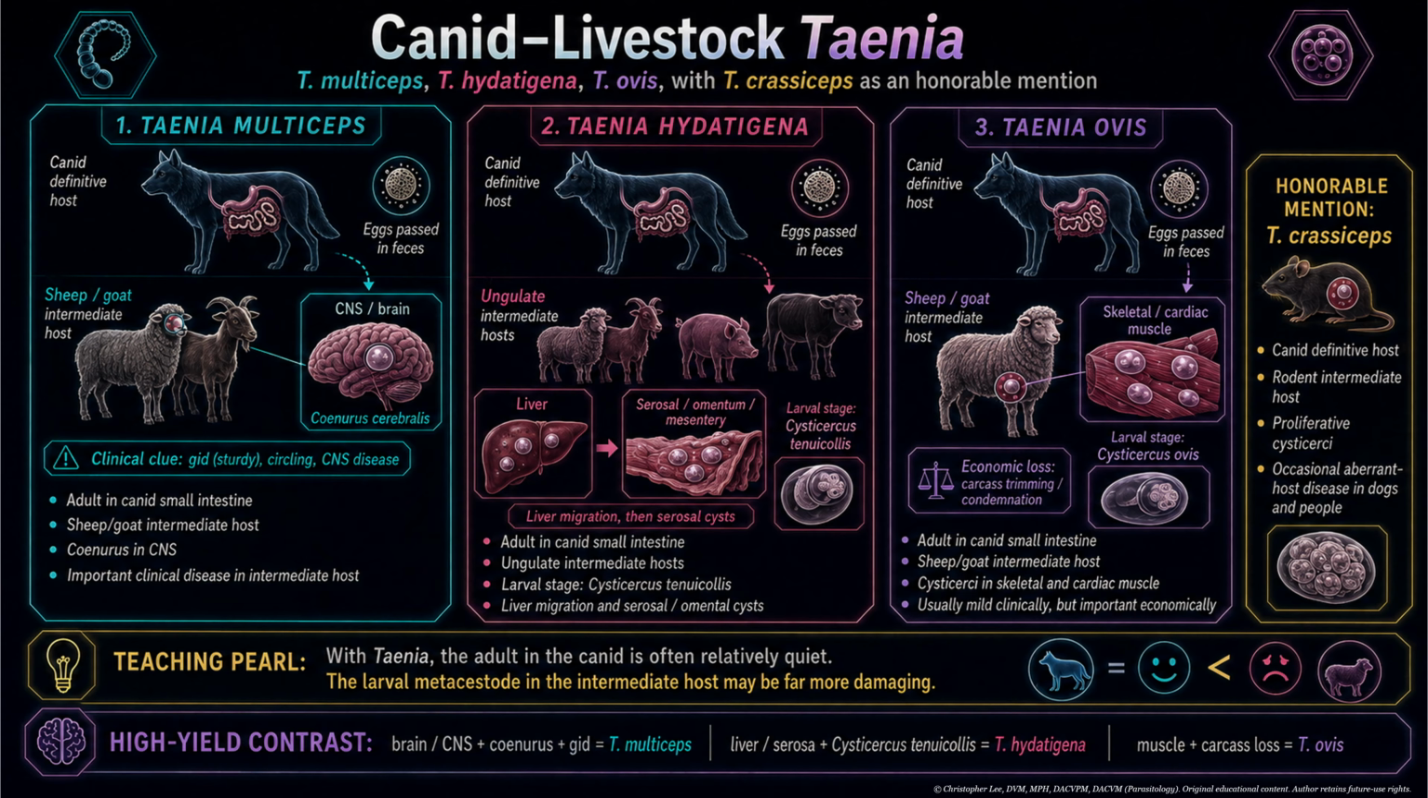And finally, the honorable mention is Taenia crassiceps. Its usual cycle is canid definitive host and rodent intermediate host. But the proliferative cysticerci make it memorable, and it can occasionally cause aberrant host disease in dogs and people.